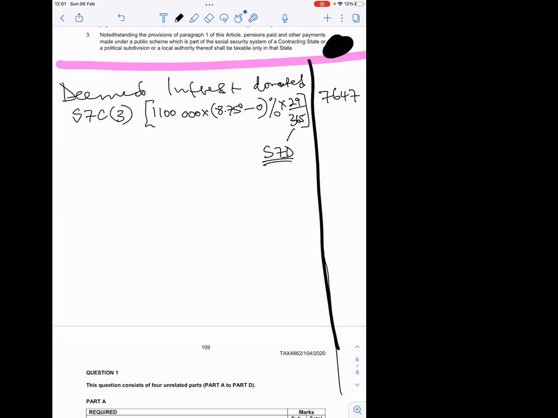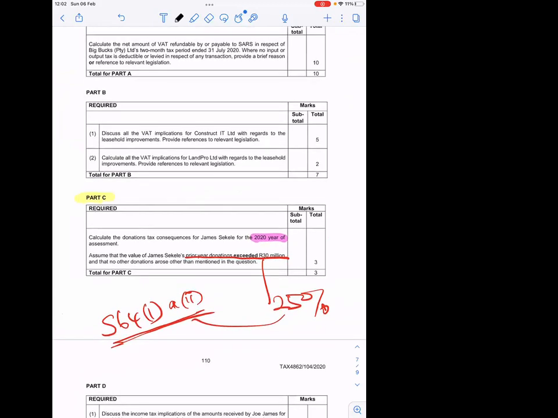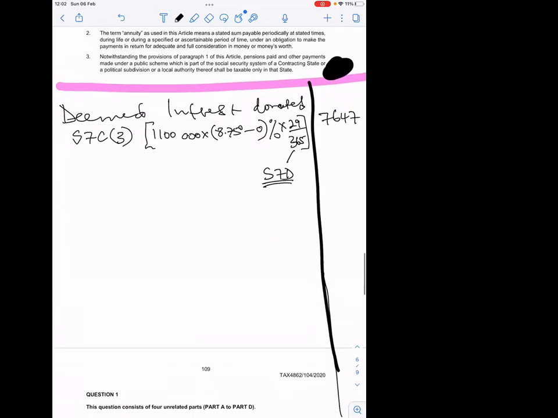I didn't say market value here because this is a donation that is captured under 7C. The difference between the interest of the official and the rate at which the loan is advanced is deemed to be a donation. This guy is a natural person. So here now is going to be a story. Assume that the value of this prior donation is exceeded and that no other donations other than mentioned in the question. So this is the only donation, good people.